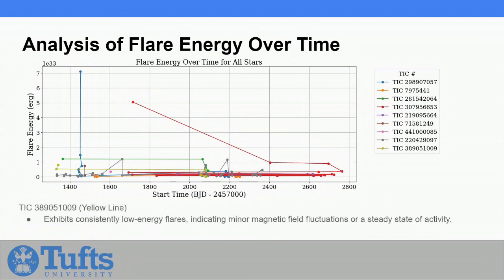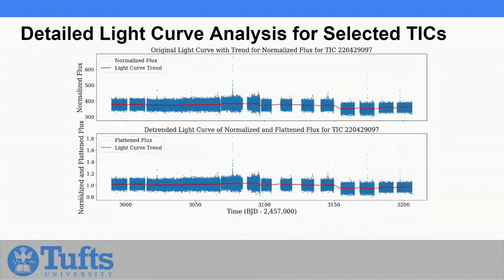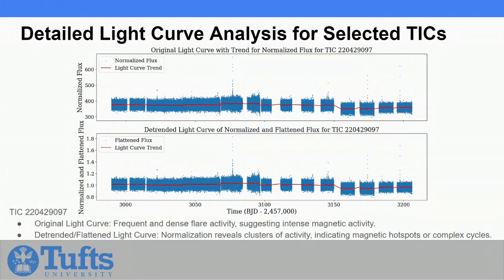Similarly, this star exhibits low energy flares that remain significantly constant throughout the observed time frame. Such consistency could imply a magnetic field with minor fluctuations or a star that has settled into a steady state of activity. Now, let's take a closer look at the light curve of these stars. This star shows a denser clustering of flare activity with more frequent high energy flares than the other two stars. Again, the normalization accentuates these clusters, indicating potential hotspots of magnetic activity or complex star-spot cycles.